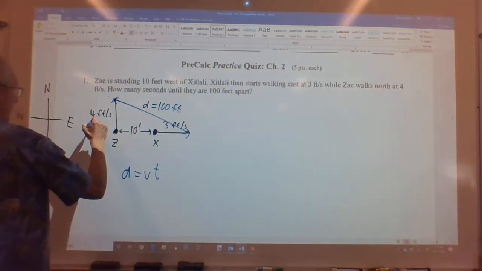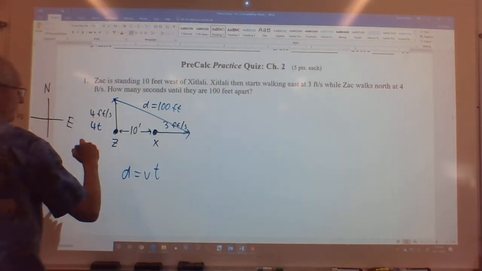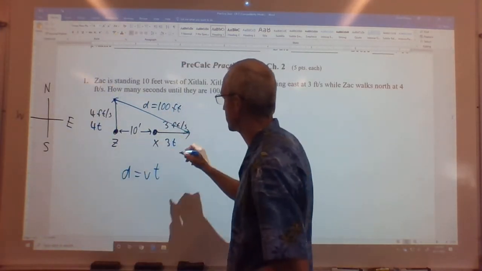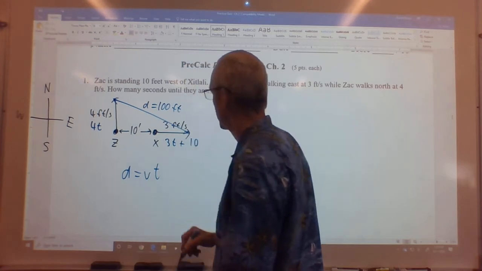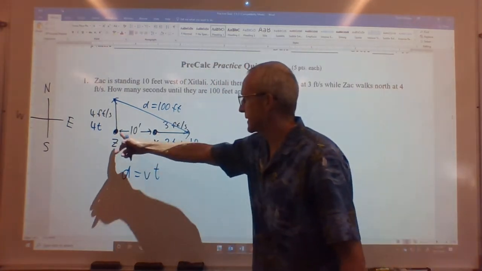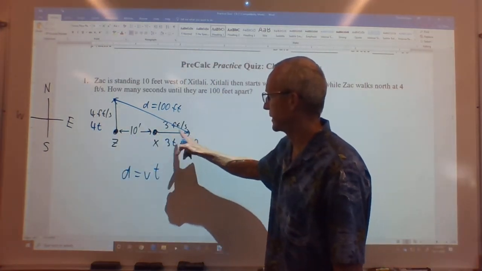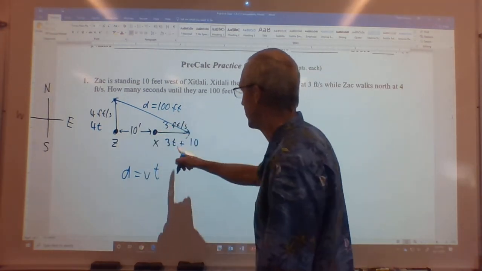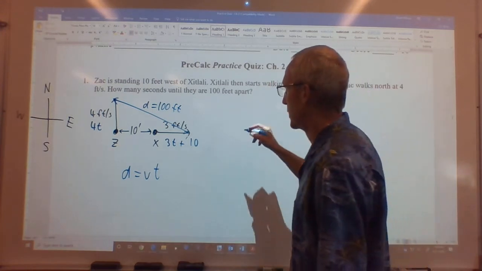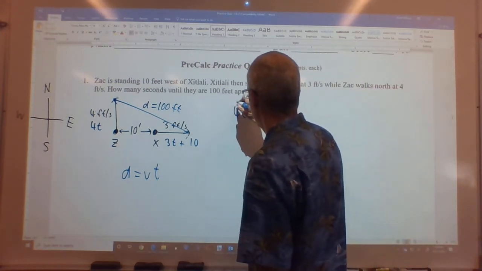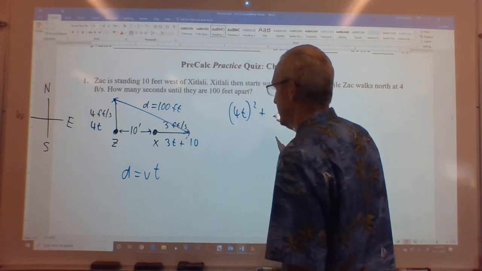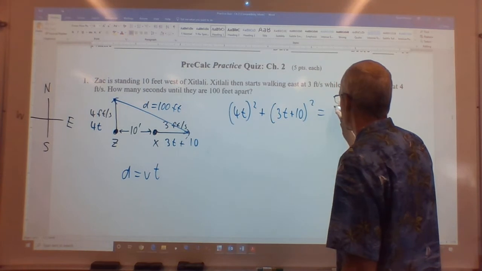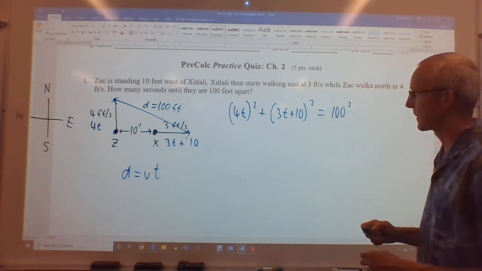The distance on this side then is 4t. This side is 3t plus the initial 10 feet, plus 10, right? Because they start off 10 feet apart. So this leg of the right triangle is 10 plus 3t, and the hypotenuse is 100. Now we want to solve for t. So we have (4t) squared plus (3t plus 10) squared equals 100 squared.